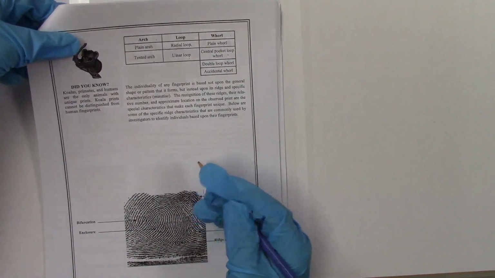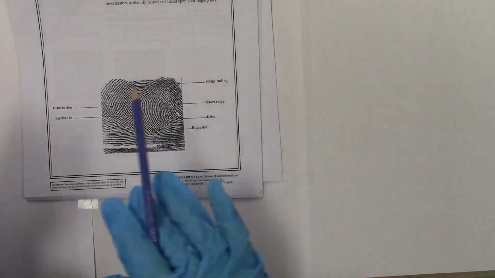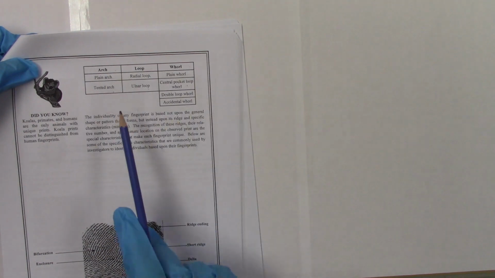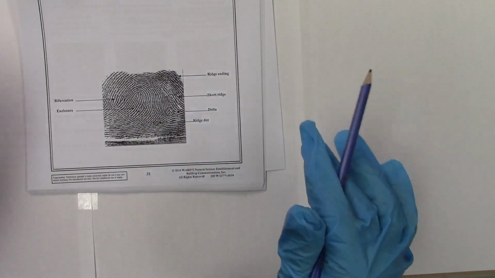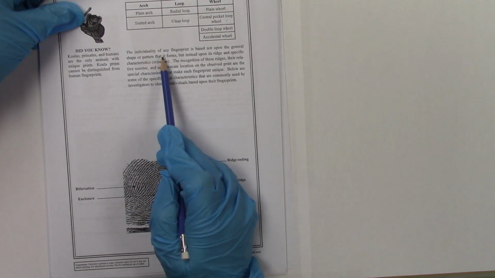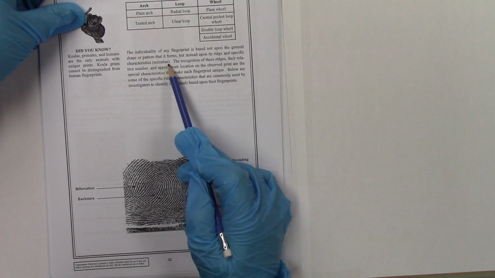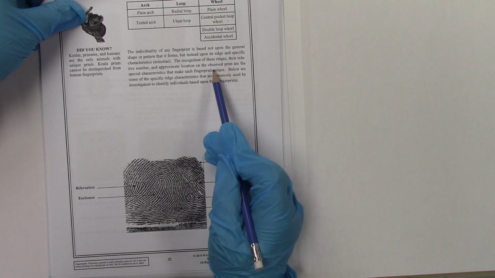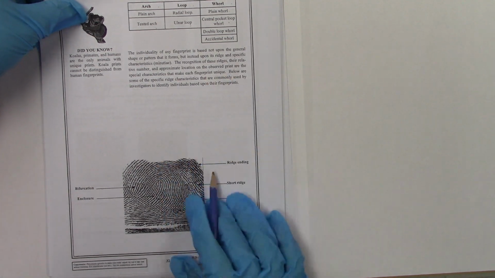All right, now here we are. These little areas here, this is not like this right here. Arch, loop, and whorl is what you're really studying. But within all these patterns, these are what we call the minutia. Minutia is another word for specific little details, right? You can read right here. The individuality of any fingerprint is not based on the general shape, but instead on its ridge and specific characteristics, the minutia. The recognition of these ridges and their relative number and approximate location on the observed print are special characteristics that make each fingerprint unique. Below are some of the specific characteristics.